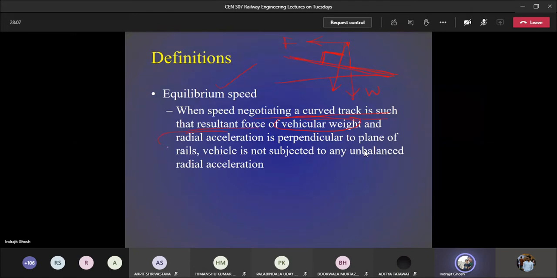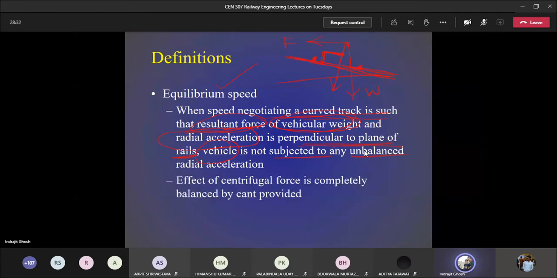Okay, radial acceleration, vehicular weight, the resultant force is perpendicular to the plane of the rail. Perpendicular to the plane of the rail. This is the rail surface. Okay, so in that case, the vehicle, it is nothing but the train, is not subjected to any unbalanced radial acceleration. Or in other terms, we can say the centrifugal force is completely balanced by the super elevation that we have provided.